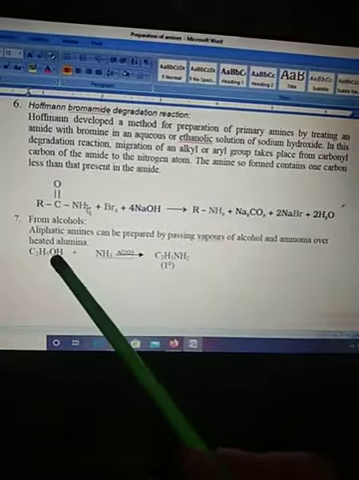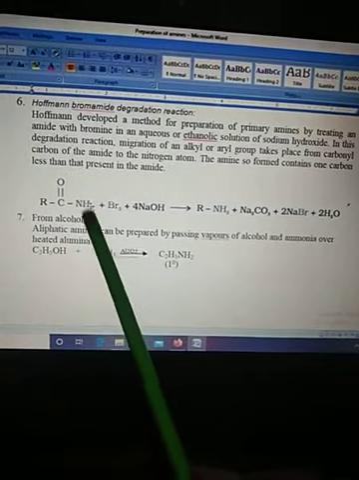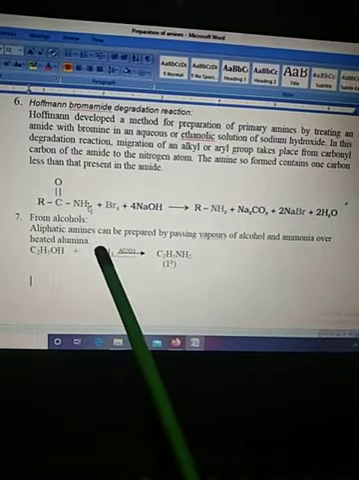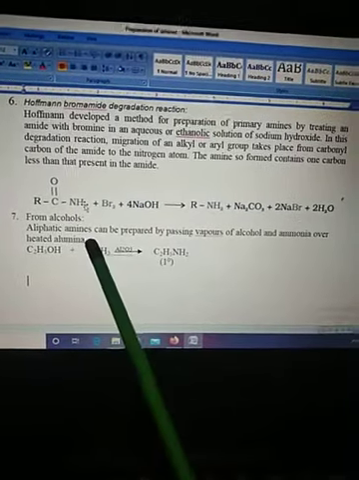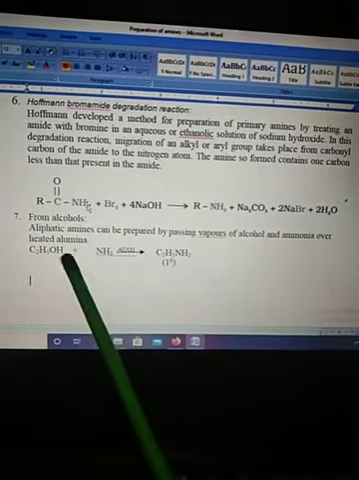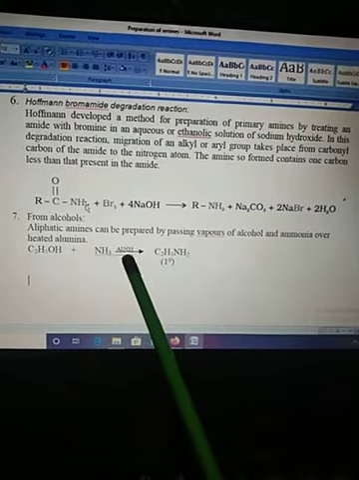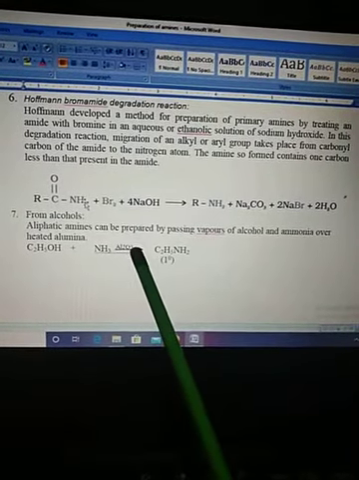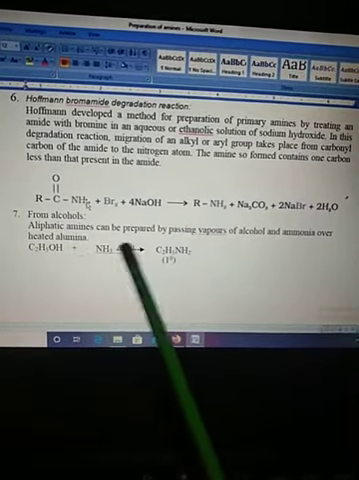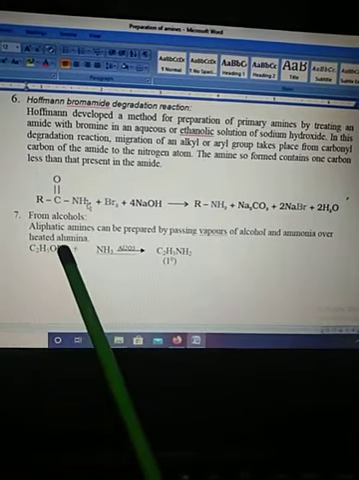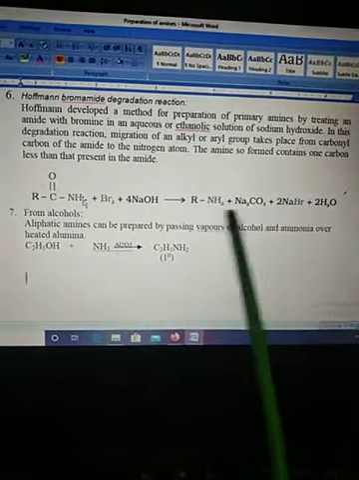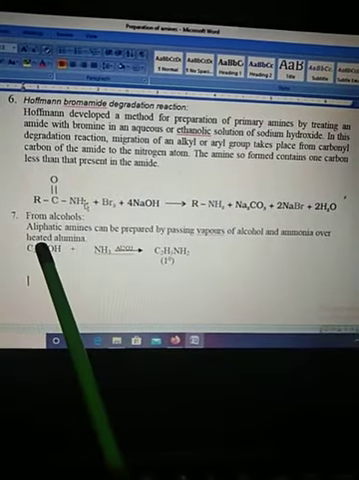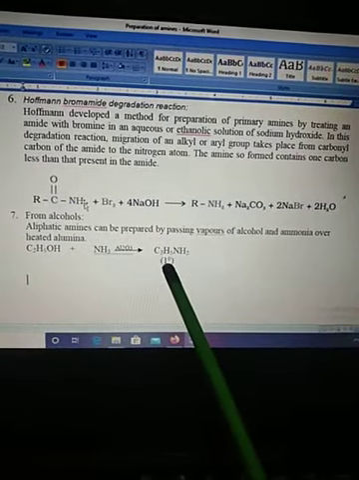And the last preparation is from alcohols. Aliphatic amines can be prepared by passing vapors of alcohol and ammonia over heated alumina. So if you take ethyl alcohol and react with ammonia in the presence of aluminum oxide, what will happen? This OH will take one hydrogen from here and form water, whereas this NH2 will get substituted over there, so you'll get a primary amine.